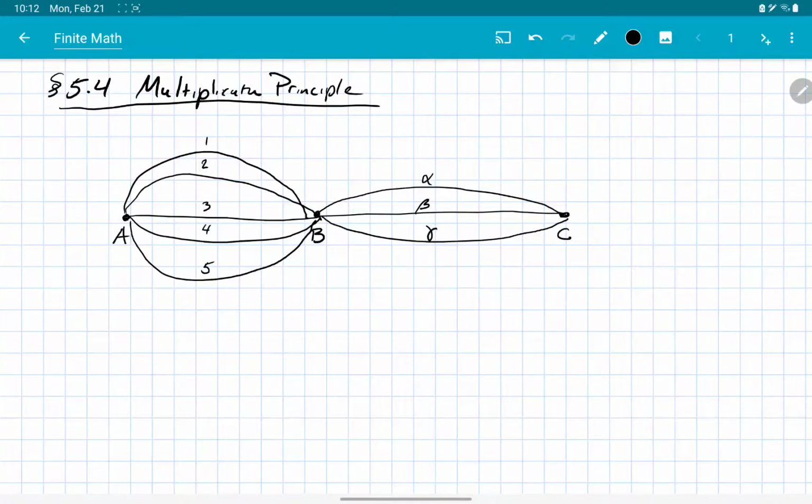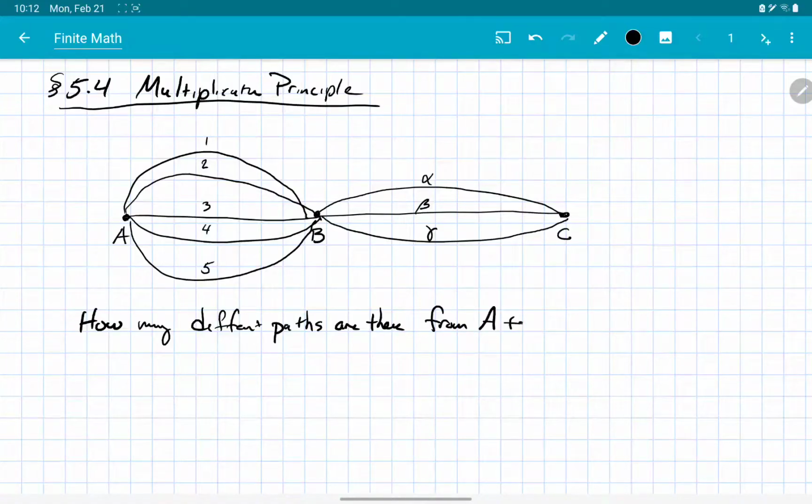And now we ask the question, how many different paths are there from A to C? Okay. And this will become important when we start talking about things like probability and stuff like that, and you'll see, okay, there's some real-world reasons why we'd be interested in such a question.